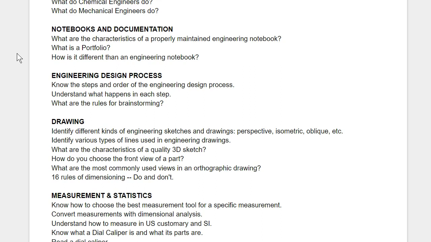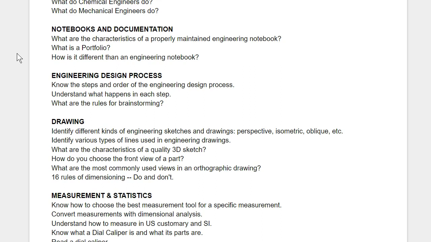How do you choose the front view of a part? You want to find the side that gives you the most information about the part. So you'll have to analytically look at it as a feature and tell me which side is going to be the front. What are the most commonly used views in an orthographic drawing? This is the multi-view drawing. We typically default to top, front, and right. The only time we include a back view or a bottom view or a left view is if there is something that we cannot see in the top, front, right view.